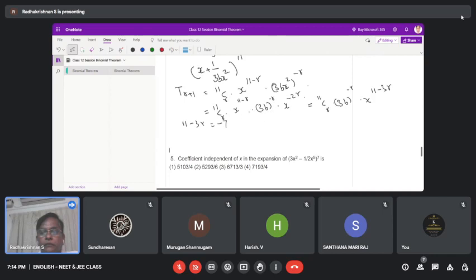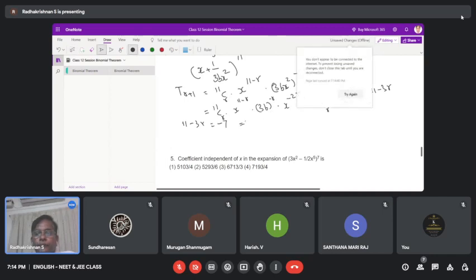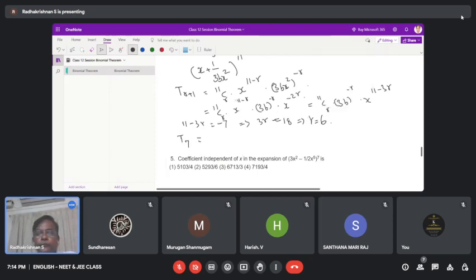So this means 3r equal to 18, or r equal to 6. Now your T7 in this expansion is going to have the x power minus 7. R equal to 6, or T7 equal to 11C6 x to the power of 11 minus 6.